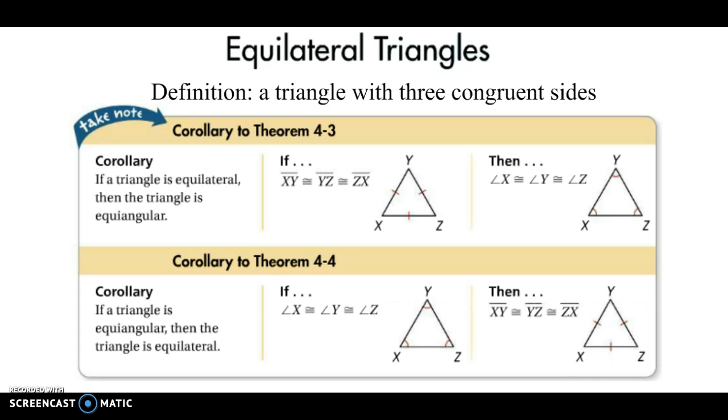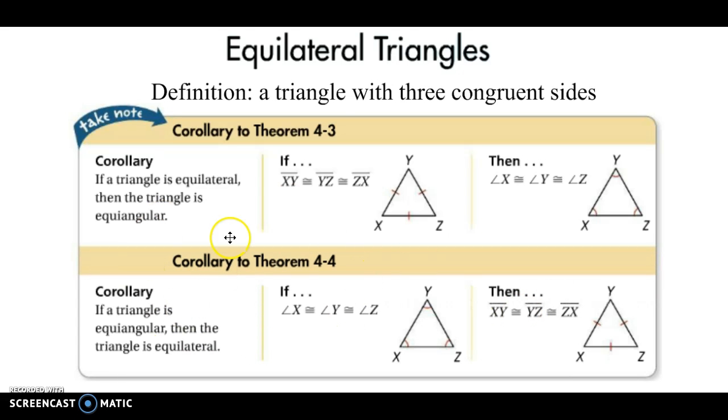This is saying if you know that your triangle is equilateral, then you can say that it's equiangular. Meaning if all 3 sides are congruent, like in this case, then you can also say all 3 angles are congruent. But again, that only works for equilateral triangles. That doesn't work for anything that's greater than 3 sides.